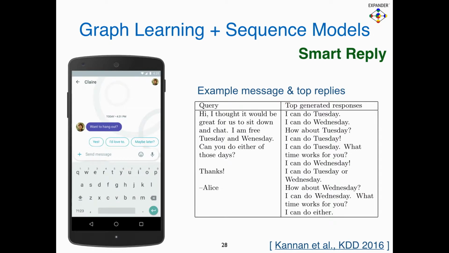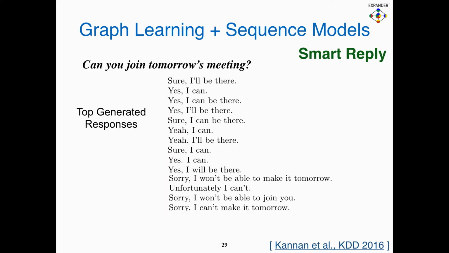So here's one example. This is a query: hi, I thought it would be great for us to sit down and chat. I'm free Tuesday and Wednesday. And the response generated by the machine is actually, I can do Tuesday, I can do Wednesday, how about Tuesday, I can do Tuesday. You probably realize, okay, it seems pretty good for an ML system, but can anyone tell me what might be a problem if you show all these suggestions to a user? Redundant. Yeah, exactly.